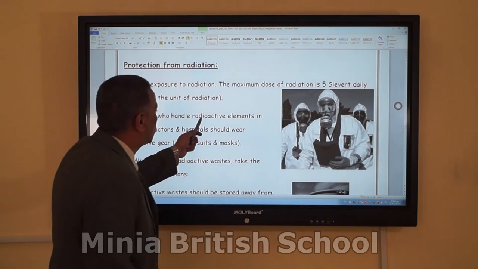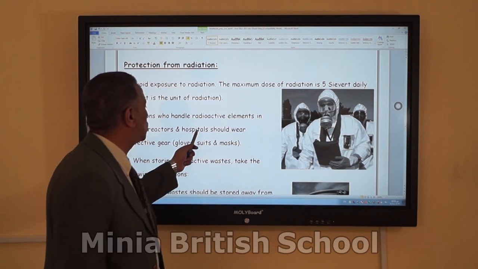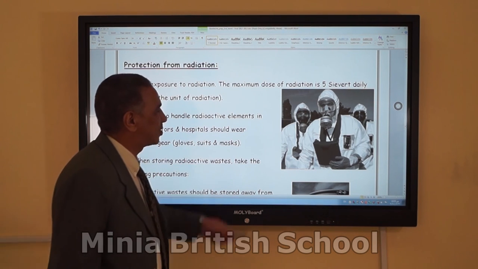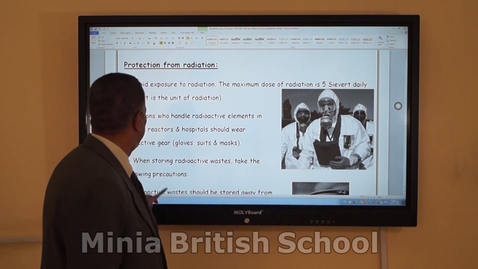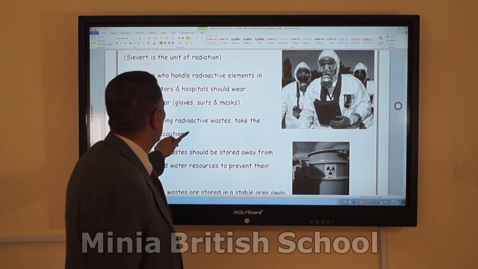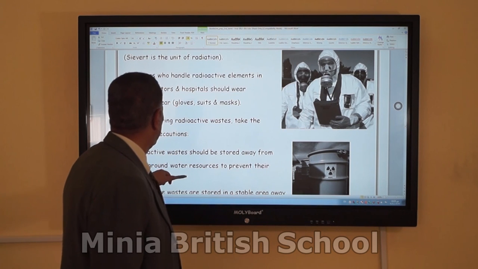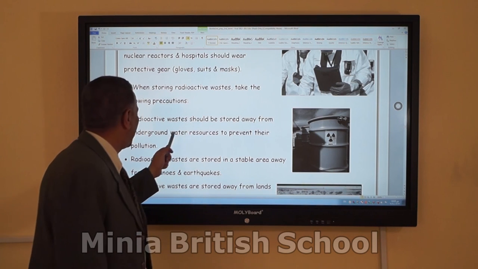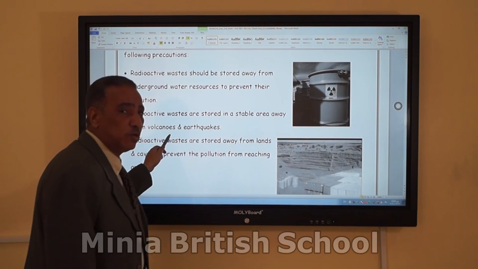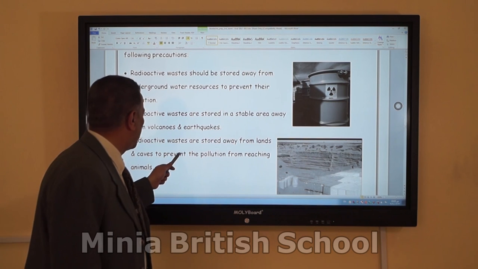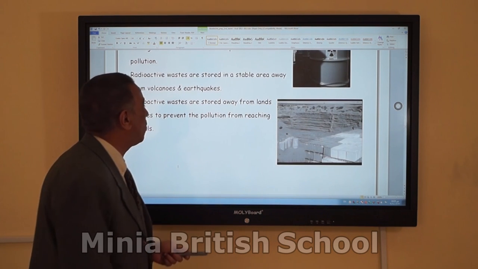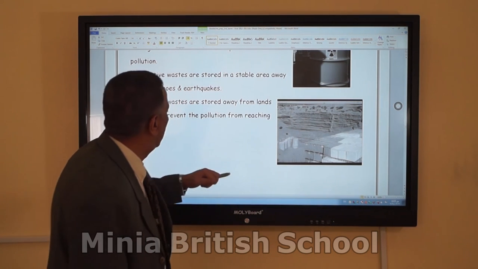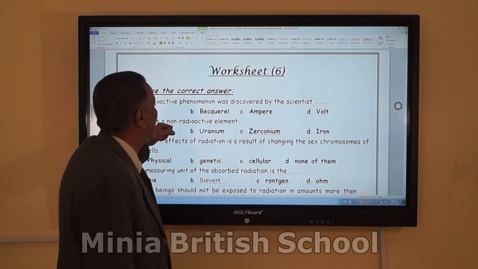Number two, people who handle radioactive elements in the nuclear reactor, hospitals should wear protective gloves, suits, and masks, like in the picture here. When storing radioactive wastes, take the following precautions. Radioactive waste should be stored away from the underground water to prevent the pollution, from the volcanoes, from the area of earthquakes. Radioactive waste stored away from lands, caves, to prevent pollution from reaching the animals.